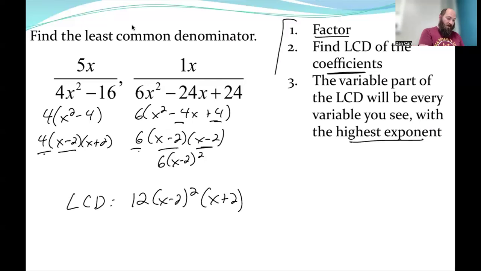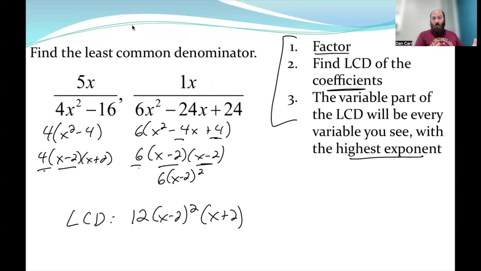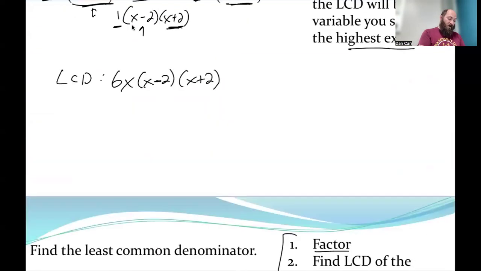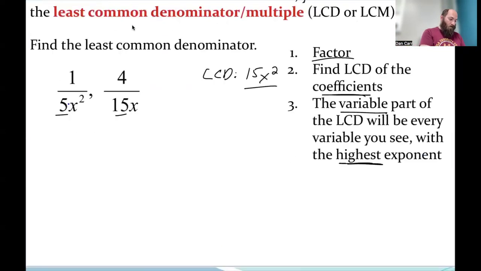So again, make sure you're doing these 3 ideas every time. You're going to start with factoring. You're going to find the least common denominator of coefficients, so that's the number that they can both multiply up to. And then we want to look for the highest exponent when it comes to our variables. Sometimes they're a little bit easier like this, where it's just x squared versus x. X squared is the highest exponent.